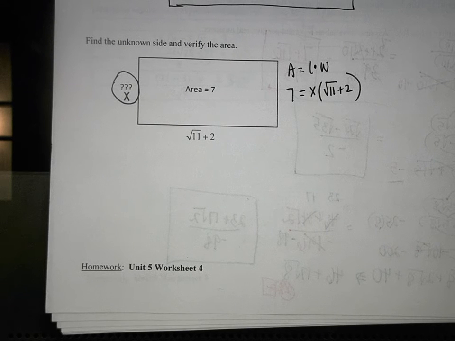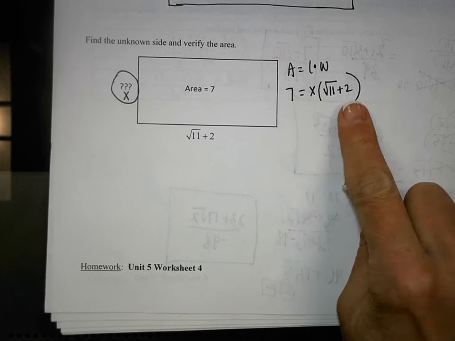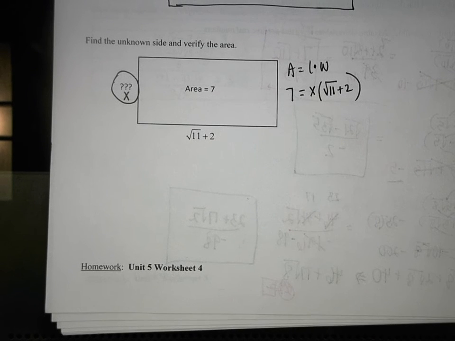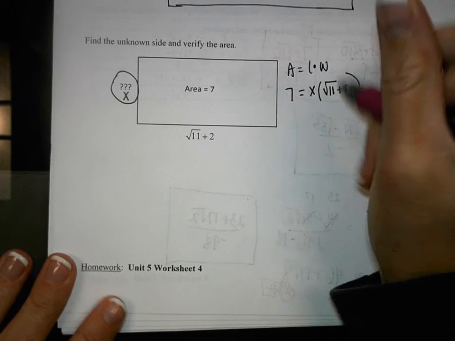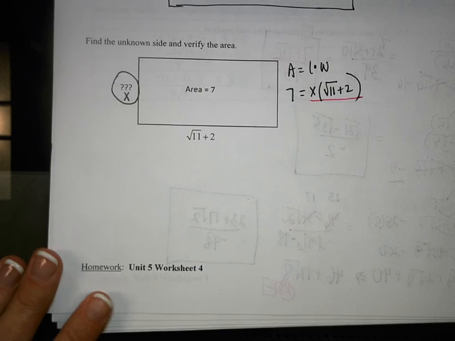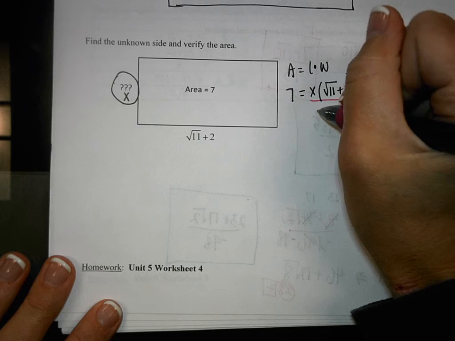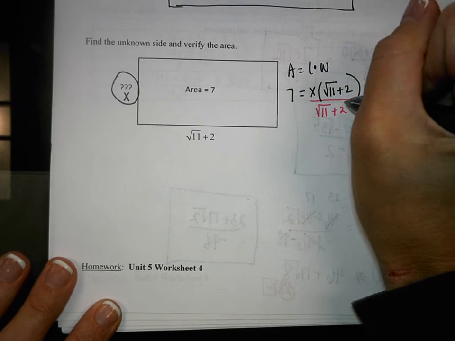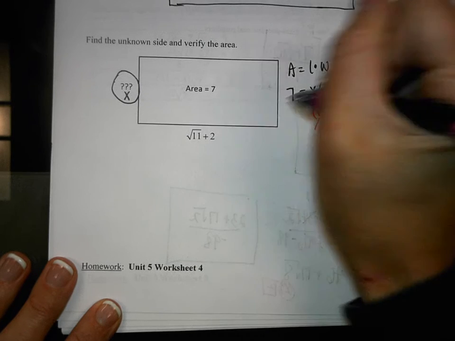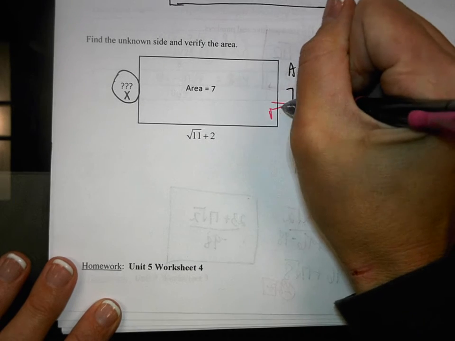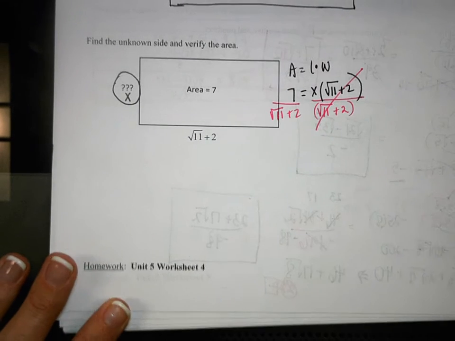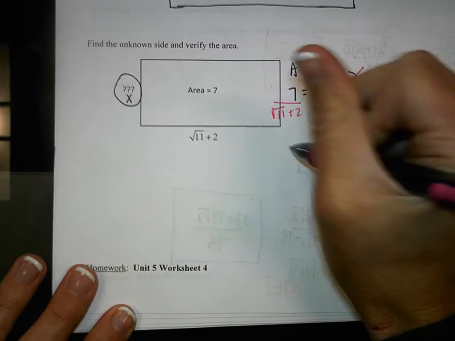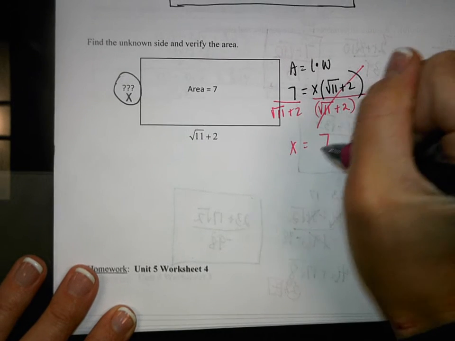Now we want to solve for X. We want to get X by itself. So right now these are multiplying. How do you undo multiplication? How will I get the X by itself? Division, good. And so in order to get X by itself, what would I actually divide by? Root 11 plus 2. Good, root 11 plus 2. And so that cancels it out. Whatever I do to one side, I have to do to the other side. And so if you look right now, it's saying that X equals 7 over root 11 plus 2.